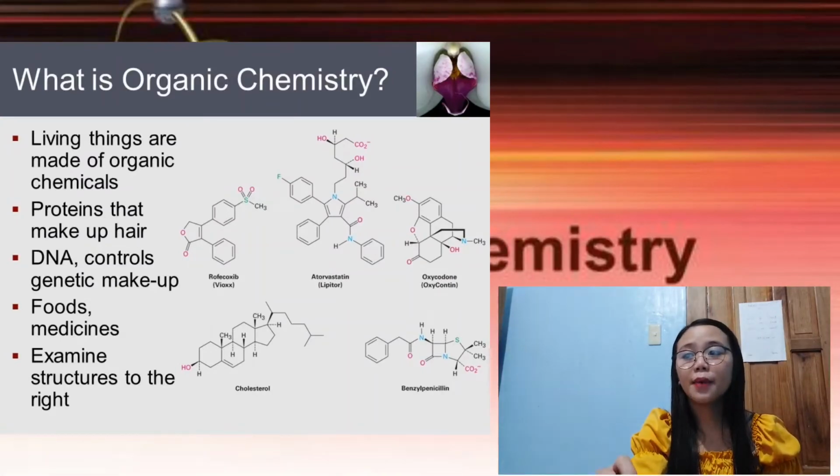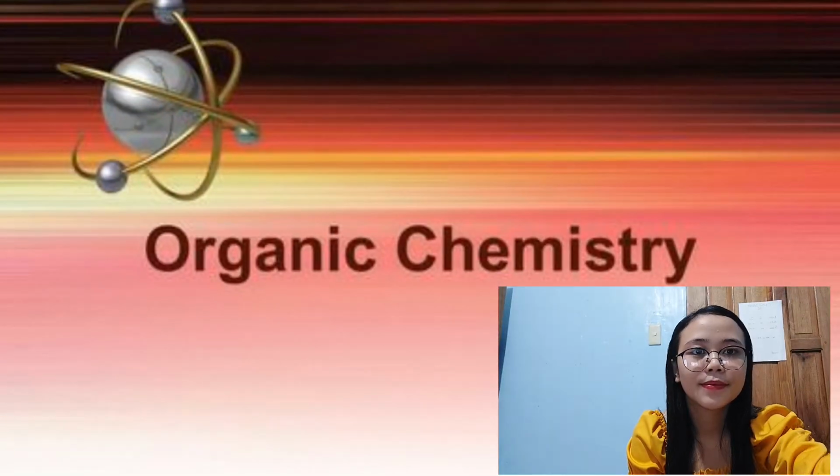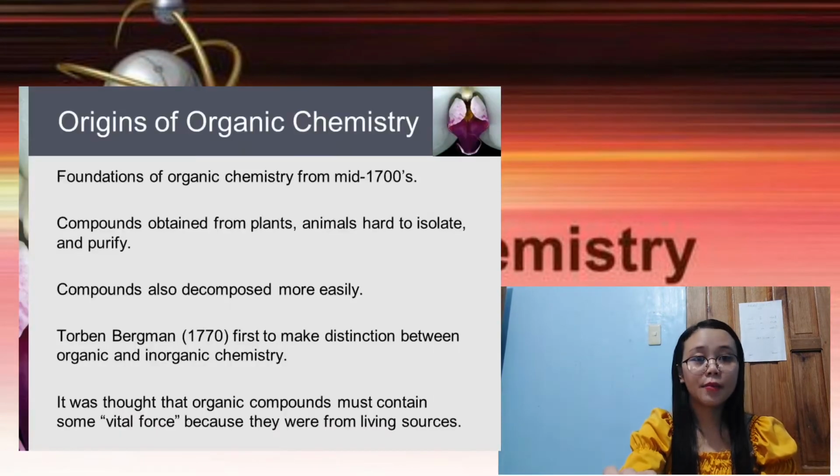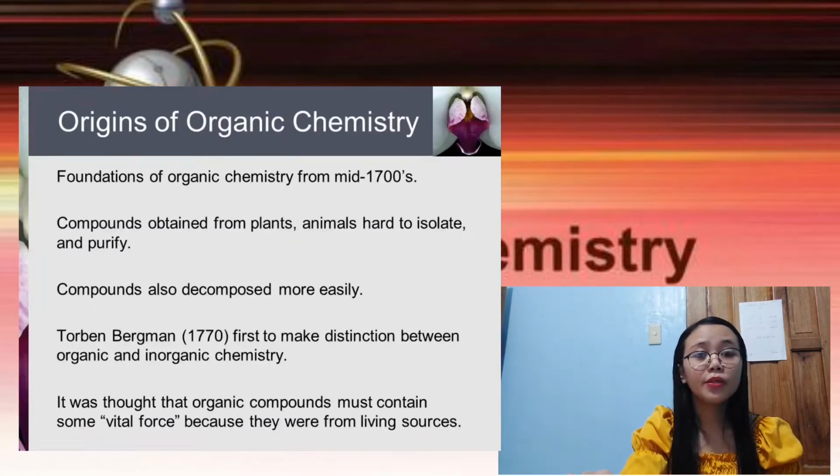Again, organic chemistry includes living things, which are made of organic chemicals: proteins that make up hair, DNA that controls genetic makeup, foods, medicines, and examine structures to the right. Origins of organic chemistry: compounds obtained from plants and animals were hard to isolate and purify. Compounds also decompose more easily.